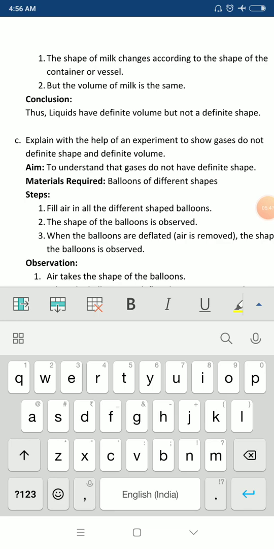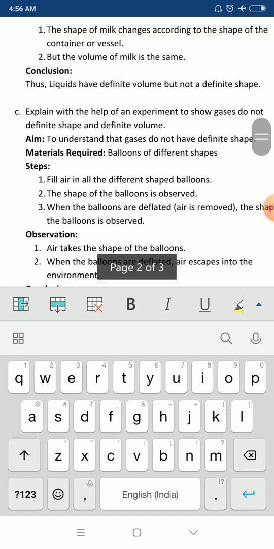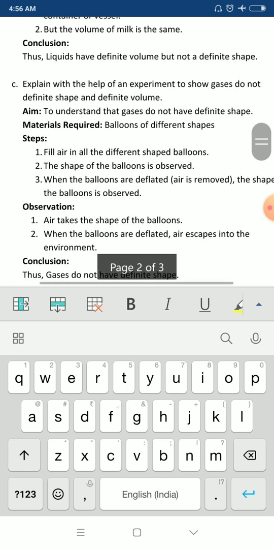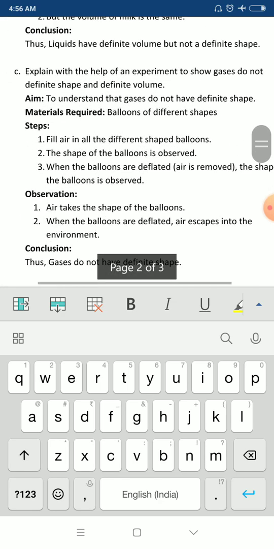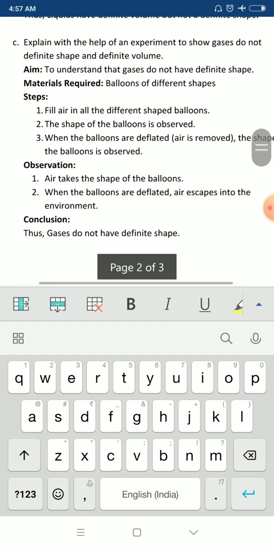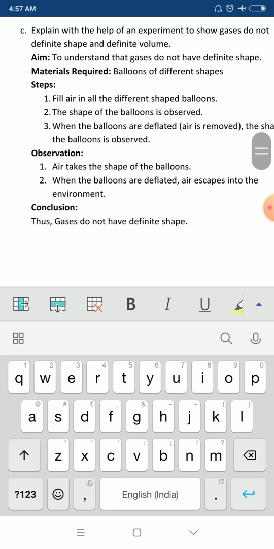Now, after filling air in the different shaped balloons, we are going to observe the shape of the balloons. Then after that, when we deflate, which means the air is removed, we are going to remove the air. Then the shape of the balloon also is observed. Now, what is the observation? We are noting down the observation.